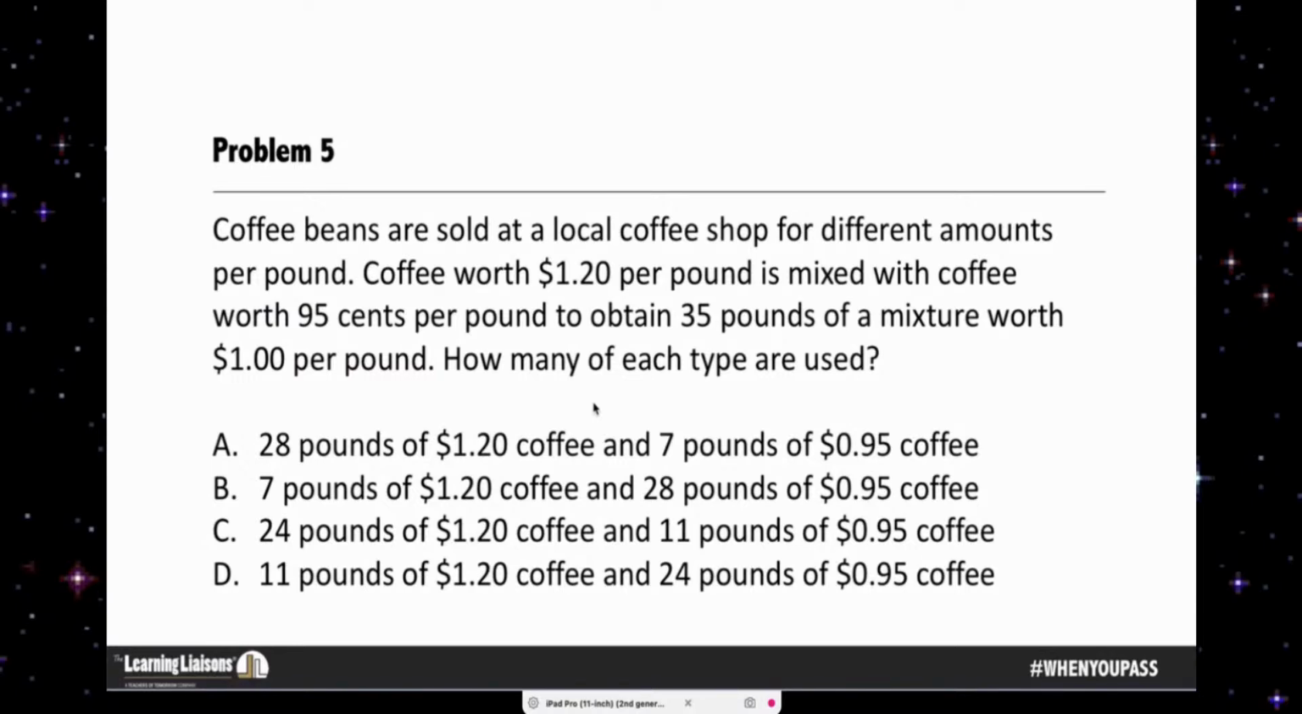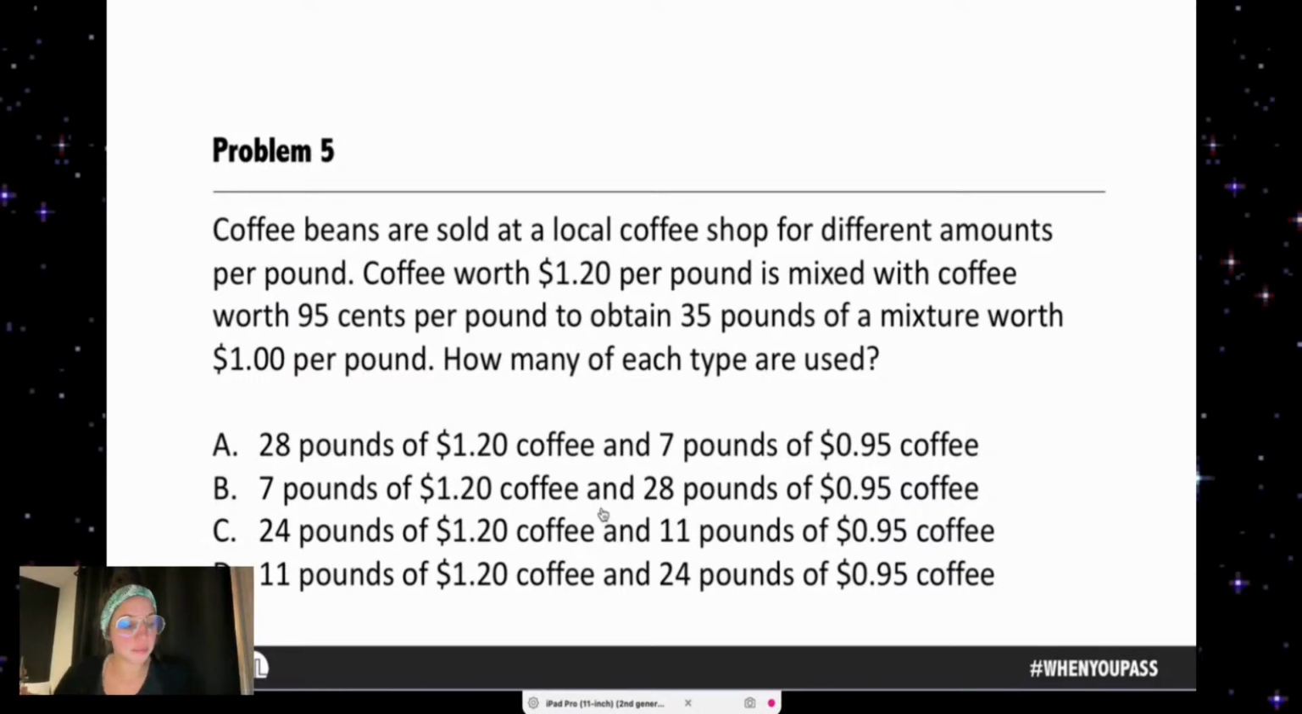A, 28 pounds of $1.20 coffee and 7 pounds of 95-cent coffee. B, 7 pounds of $1.20 coffee and 28 pounds of 95-cent coffee. C, 24 pounds of $1.20 coffee and 11 pounds of 95-cent coffee. Or D, 11 pounds of $1.20 coffee and 24 pounds of 95-cent coffee. All right. So, very similar problem.